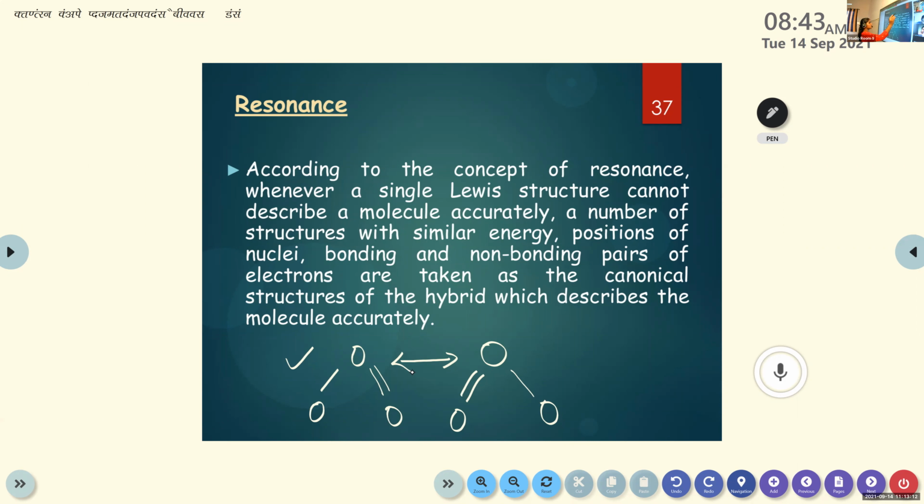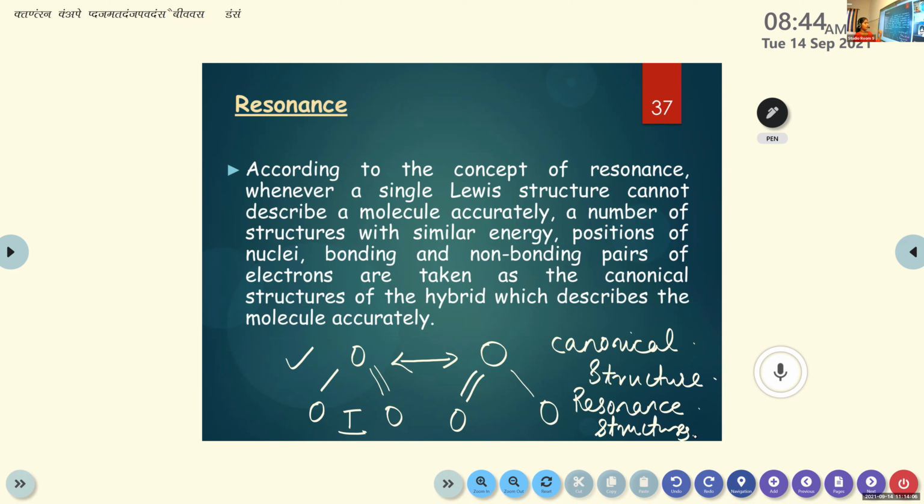Okay. Here, according to the concept of resonance, whenever a single Lewis structure cannot describe a molecule completely, using this structure 1 only, we cannot determine the properties completely about ozone. So a number of structures with similar energy, both of them should have similar energy, then positions of nuclei, there is no change in the positions of nuclei, then bonding and non-bonding pairs of electrons are taken as the canonical structures. So these structures are known as canonical structures or resonance structures, of the hybrid, which describes the molecule accurately.